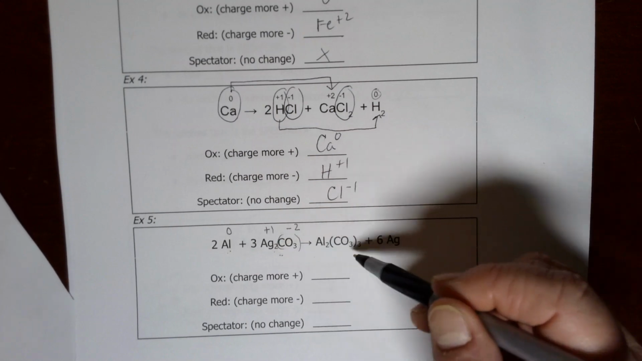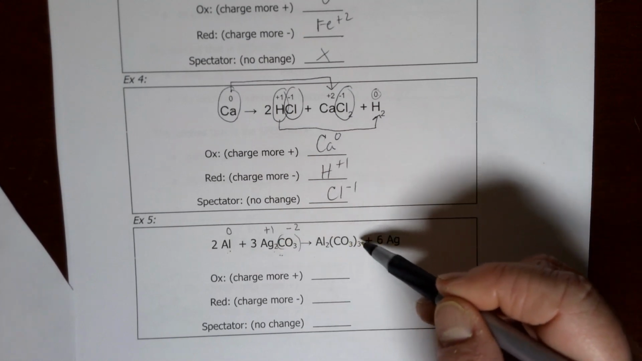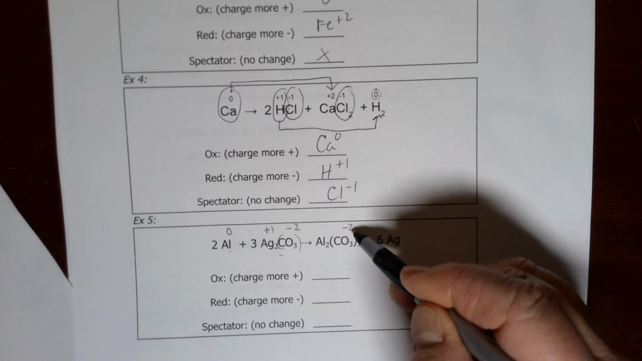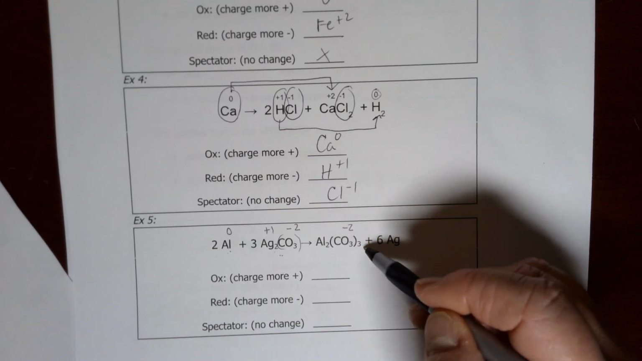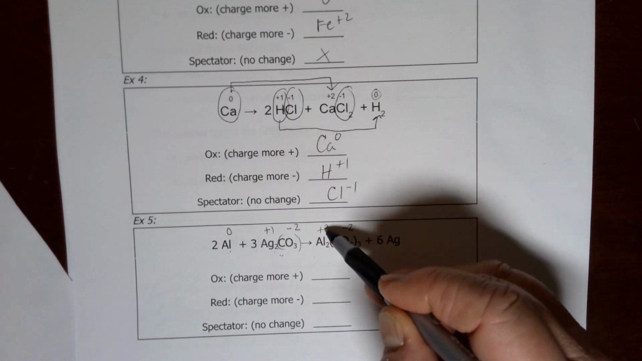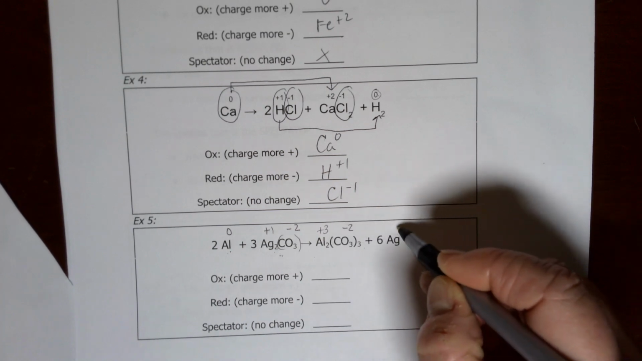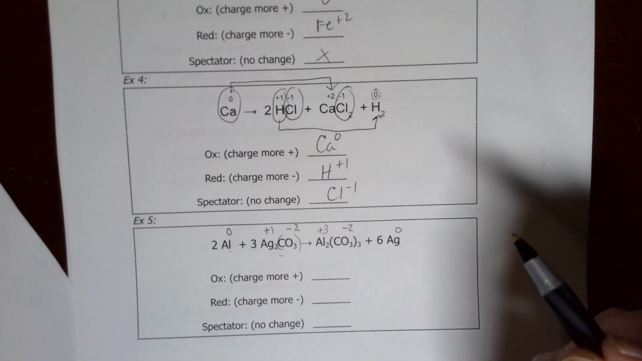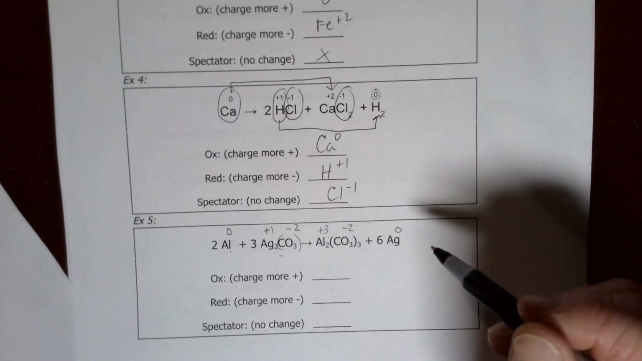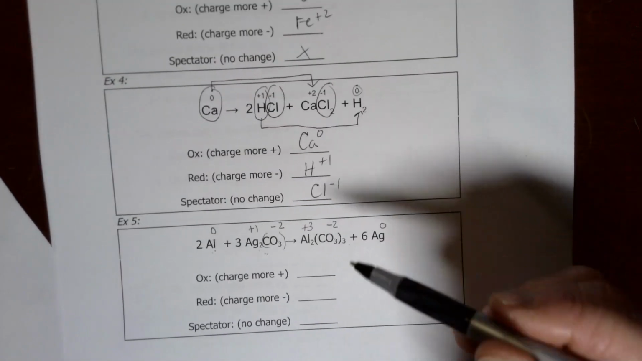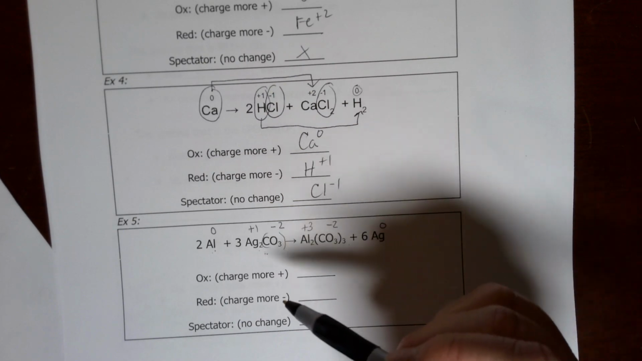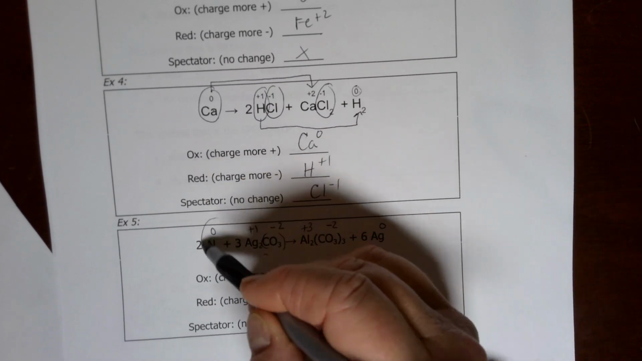Okay. Over here on the product side, Al2(CO3)3. Here's our CO3, which is a minus 2 charge. Each one of these aluminums, therefore, is a plus 3. And lastly, this silver product at the end is just going to have a charge of 0 because it is an element all by itself. So what substance gets more positive?